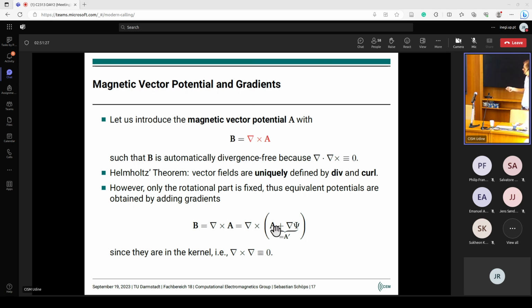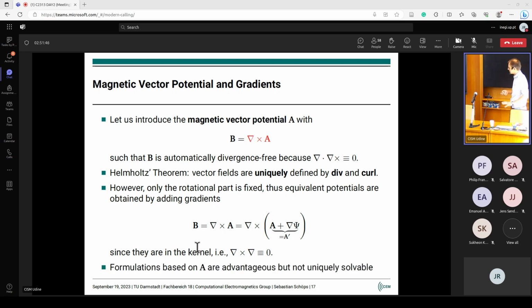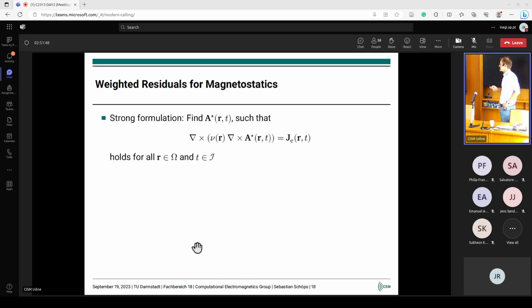So that's what's written here. I add some psi, I take the gradient, and then the curl of a gradient will just vanish. So whatever I add here, I still get the same B. So I can have an A prime that is different from A, but still get the same result. Okay, I will not go down this rabbit hole. That's an issue, but it can be overcome, and it's well understood.